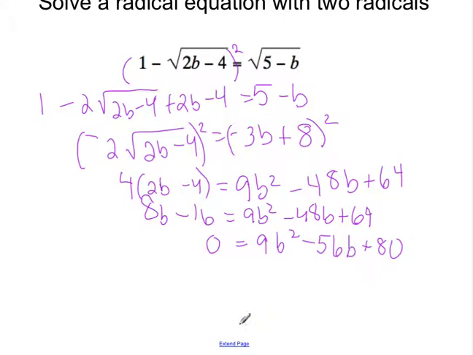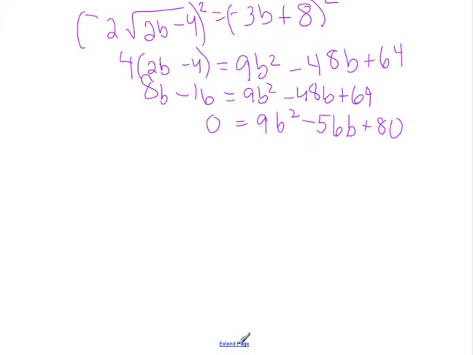Doesn't that look fun to factor? I sat before I made this video and I figured out what two numbers multiply to 9 times 80, but add to negative 56b. And those have to be negative 20 and negative 36. If you don't believe me, give it a try. It took me a while.